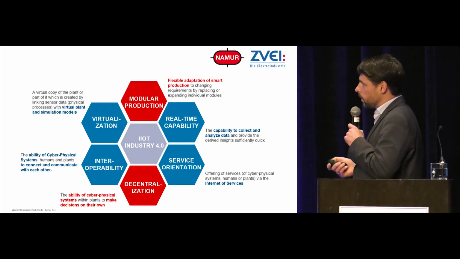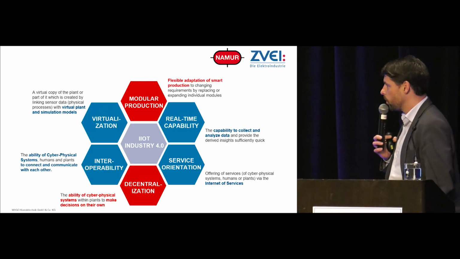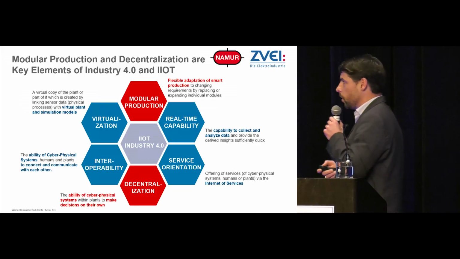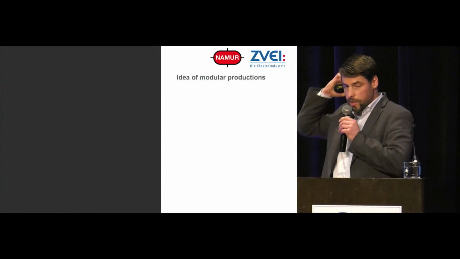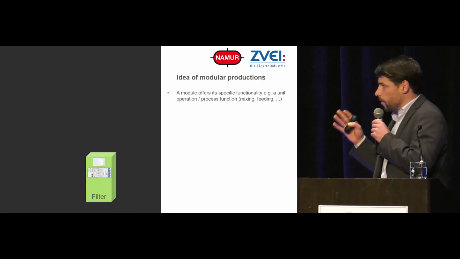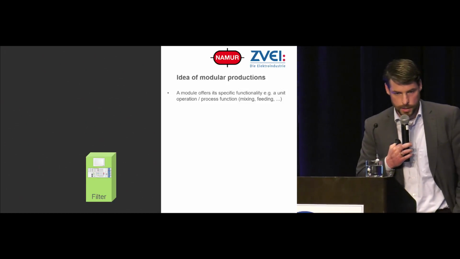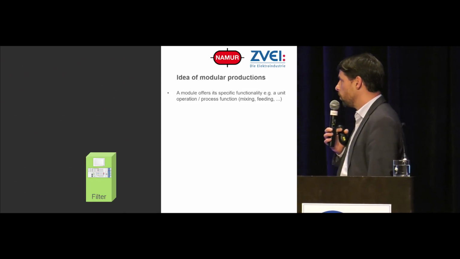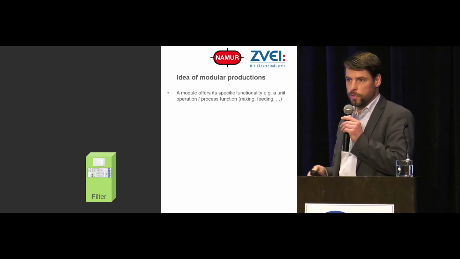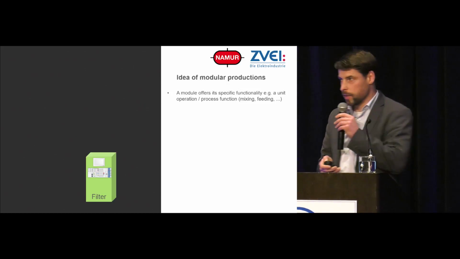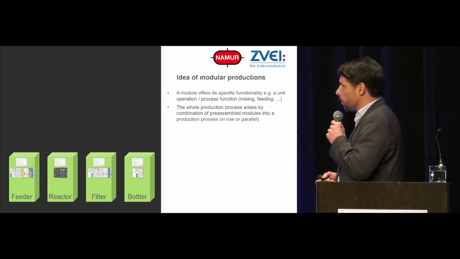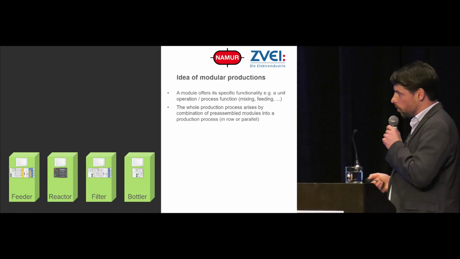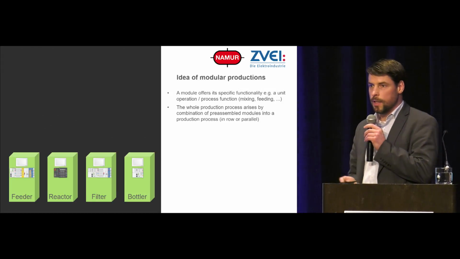But my focus is on these two topics: modularization, modular production, and decentralization in the process industry. For me, these two aspects are key elements for Industry 4.0 and IIoT. What is the idea actually of modular production? As I understand it, and as NAMUR and ZVEI understand it, a module offers a specific functionality like a process function or a unit operation, and that is actually the main difference from the open automation activities here in the US. And the whole process arises when I put different modules in a row or in parallel, so I have the unit operations I need to produce the required product.